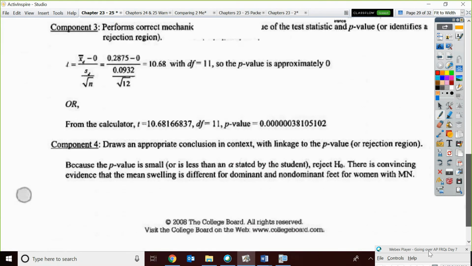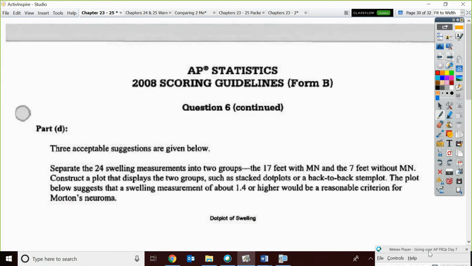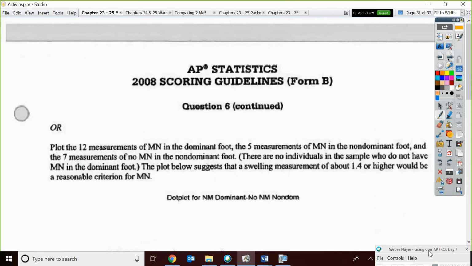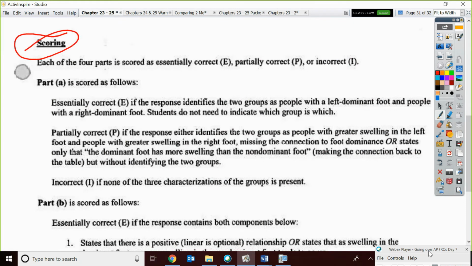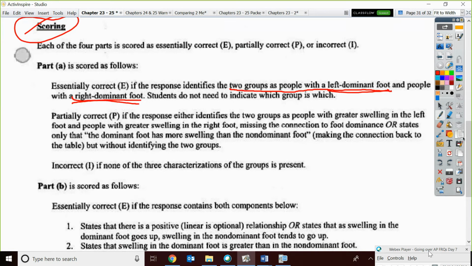Actually, that's not the grading yet. Okay, here's the scoring. All right, scoring. Essentially correct if the response identifies the two groups of people as the left dominant foot people and the right dominant foot people. And students do not need to indicate which group is which. Okay, that's good. All right, and so that's how you got credit there. Okay, and so now let's go back to the problem.